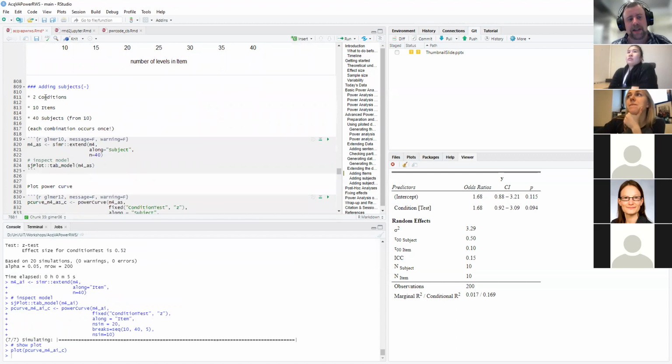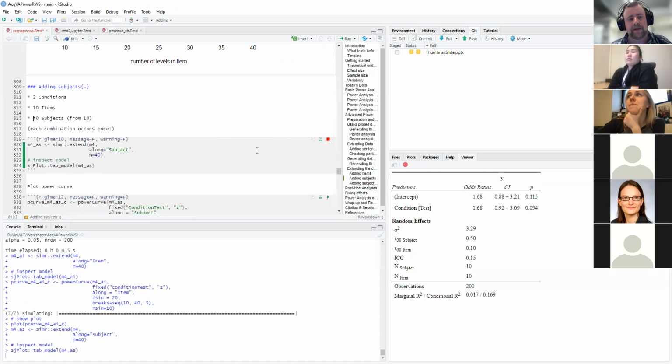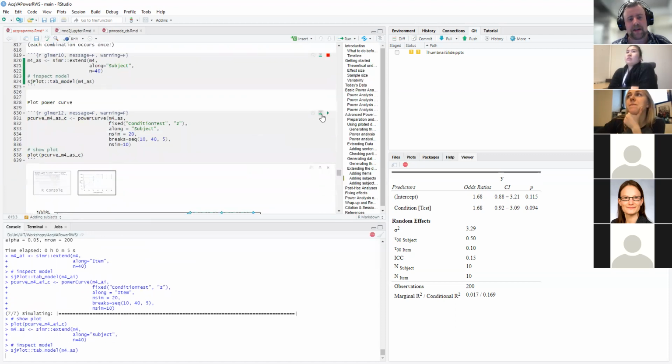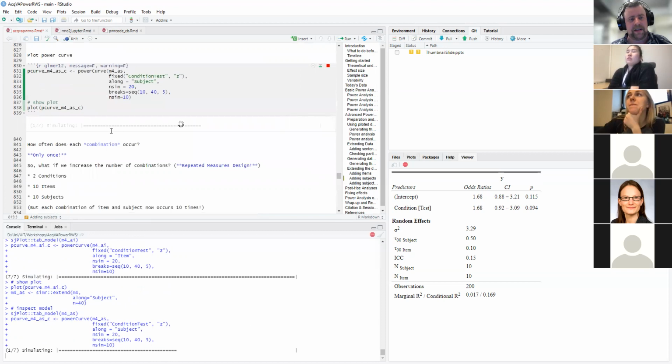Okay, now we do the same thing, but we're not increasing items. Now we're increasing subjects. Same thing, we increase subjects to 40. All done, doesn't change anything there. Let's check this. Same thing as before. And now we get the answer to, okay, what happens when we increase the subjects to 40, not the items?